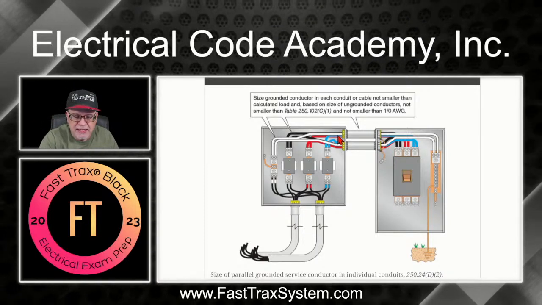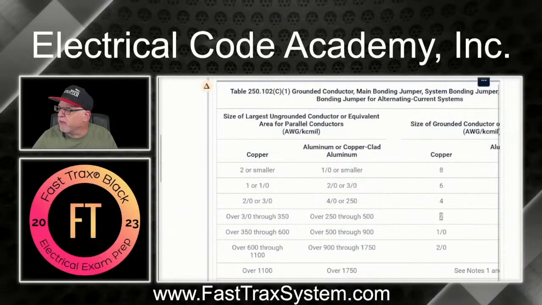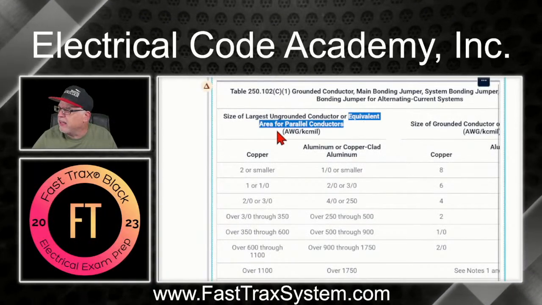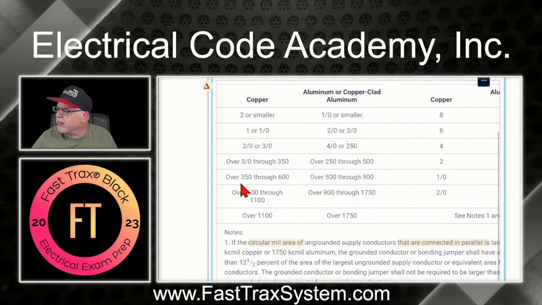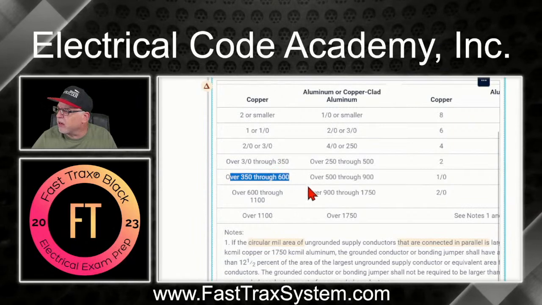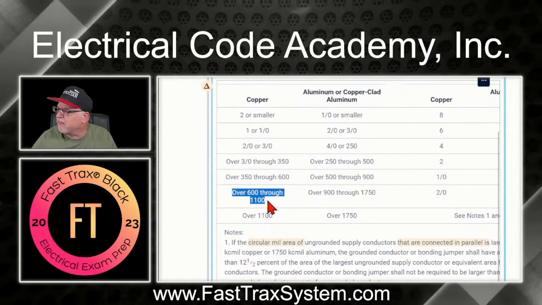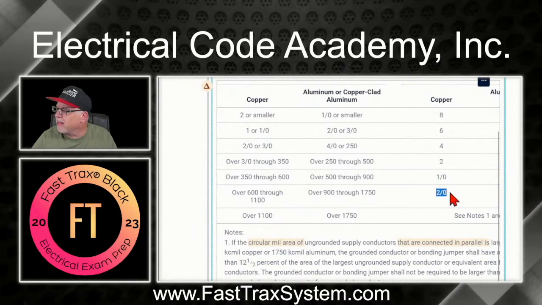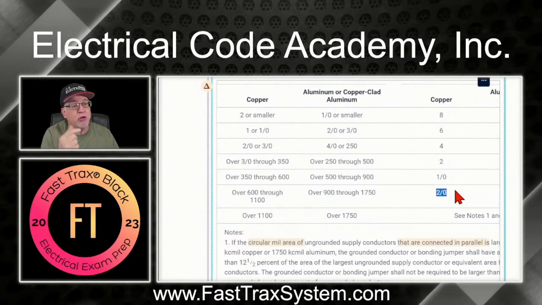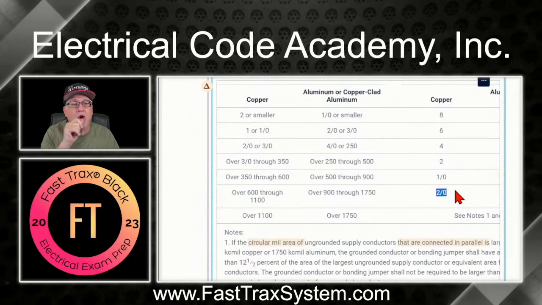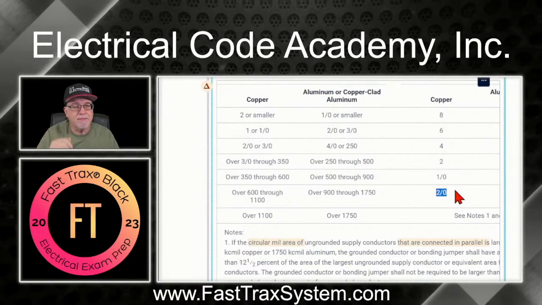Then you go back to 250.102(C)(1), the table, and you go down, and what size will we have to put in there for the grounded conductor, minimum size? Because remember, right here, it says equivalent area of parallel conductors. So that's what we're doing. So since it was 700, we're not going to be here. We're going to be over 600 through 1100. And that means now it's a 2/0 in each one of those raceways. And 2/0 is greater than the 1/0. So you would go with the 2/0, okay?